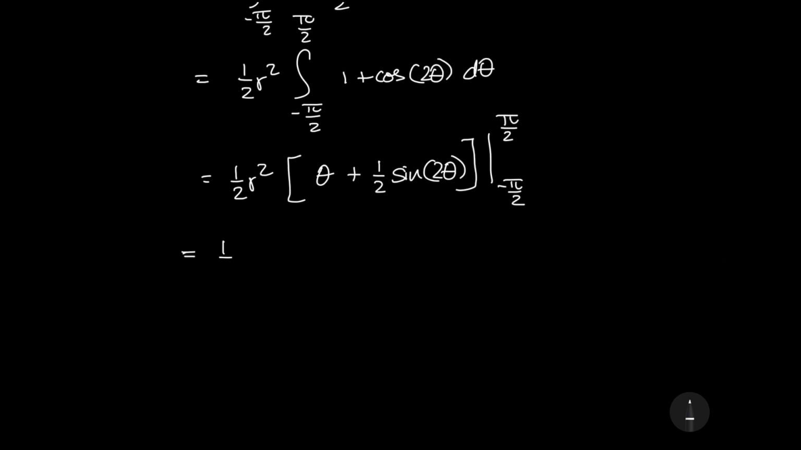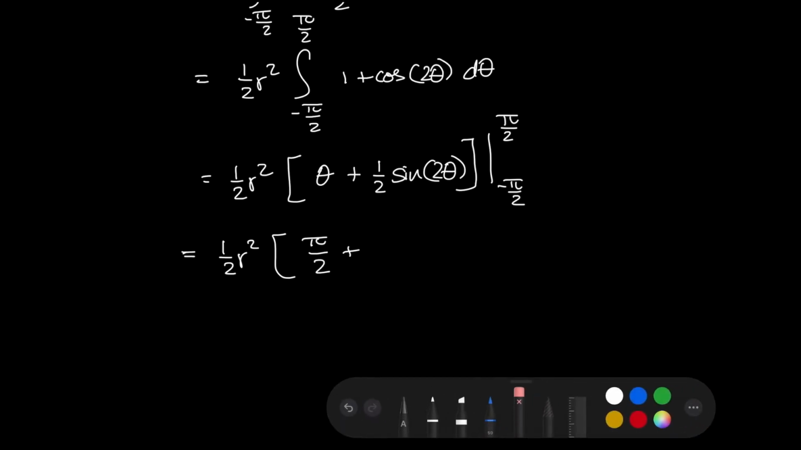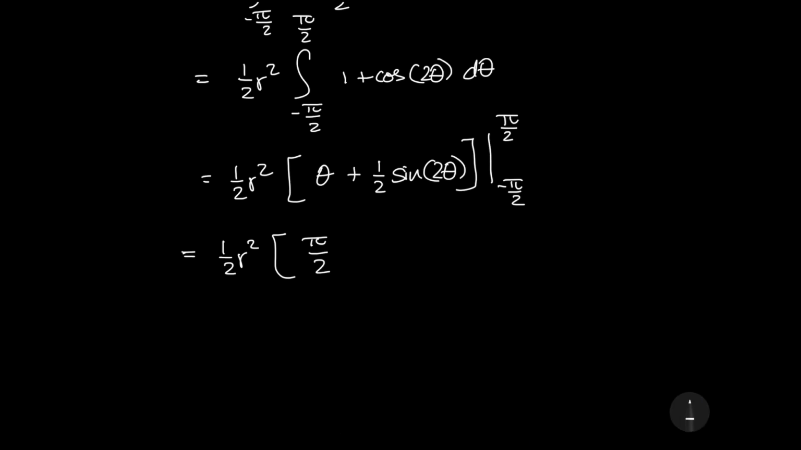Now let's start plugging in the values. So this is equal to 1/2 r squared times pi over 2 plus 1/2 sine times 2 times pi over 2. You've got a sine of pi in there, and the sine of pi is just 0, so that goes away. Now let's do the same for negative pi over 2. So hold on, let me just erase this plus. That should not be there. So if you do the same for negative pi over 2, we have a minus negative pi over 2 plus 1/2 sine times 2 times negative pi over 2. We have a sine of negative pi in there, which is also 0.